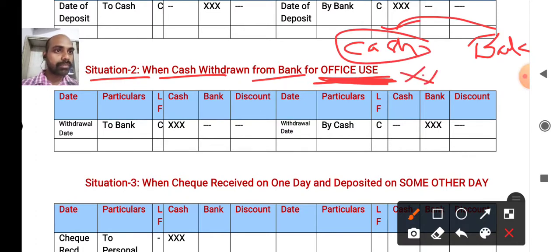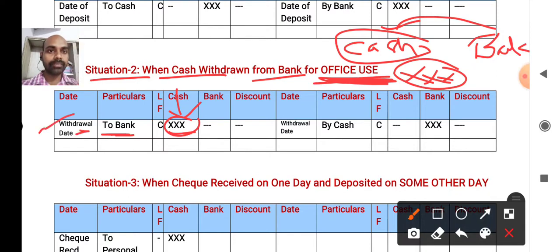So the amount is coming where? In cash. So first go to the debit side and write the amount in the cash column. In particulars we will write to bank, and you write the date of withdrawal in the date column. In LF you will write C as it is a contra posting, and similarly on the same date the credit posting also we need to do.